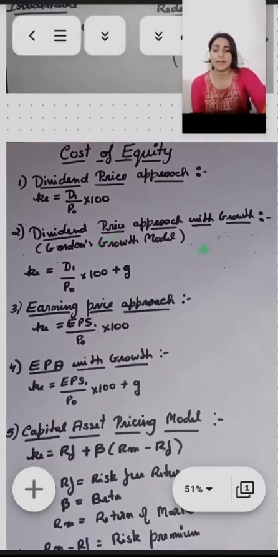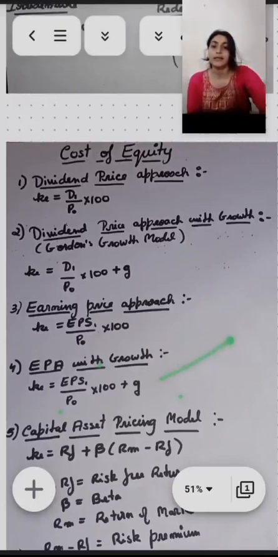The earning price approach is nothing but KE equal to EPS of the current year's earnings divided by the price of the base year into 100. Similarly, the earning price approach with growth means the company is growing and the earnings are also growing. So EPS, the earning price of the current year, divided by the base year price into 100 plus the growth.